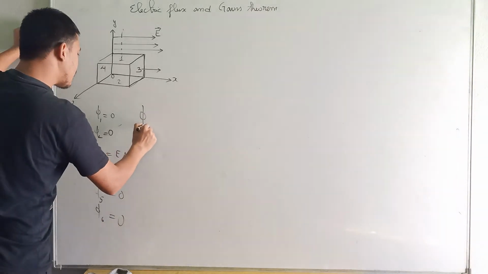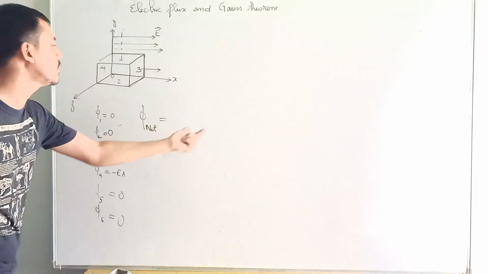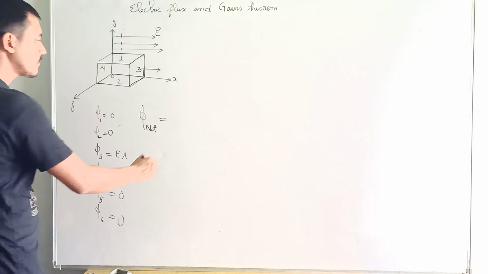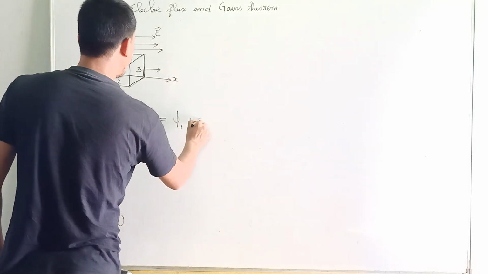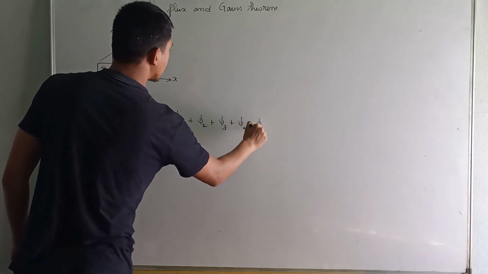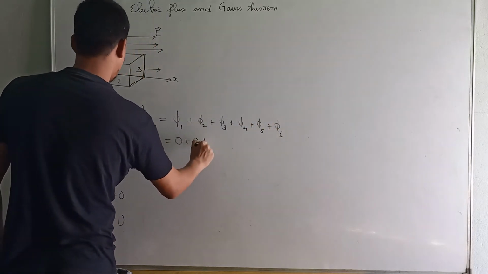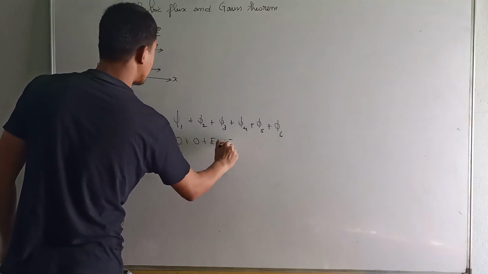So the net electric flux will be given by, it's a scalar quantity, so we don't do vector addition, okay? We just simply do phi 1 plus phi 2 plus phi 3 plus phi 4 plus phi 5 plus phi 6. That's 0 plus 0 plus EA minus EA.